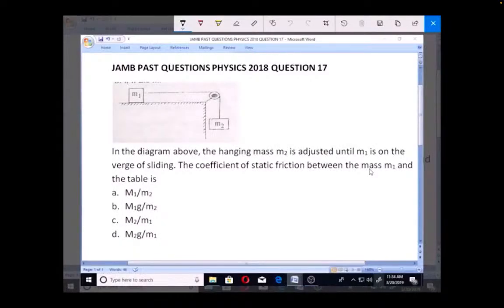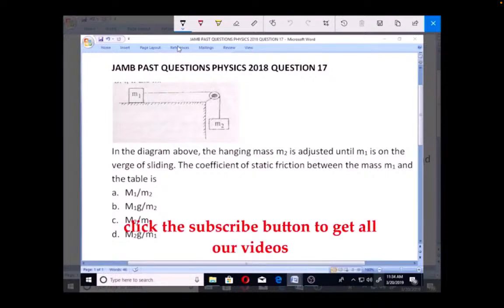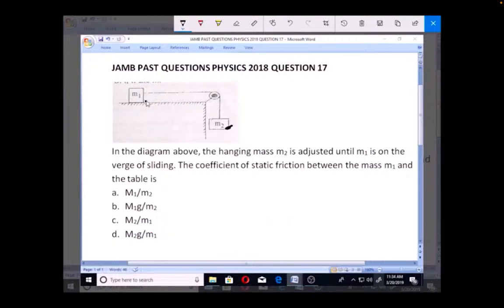Let's look at this JAMB past question. Question number 17 for Physics 2018. In the diagram above, the hanging mass M2 is adjusted until M1 is on the verge of sliding. The coefficient of static friction between the mass M1 and the table is: A, M1 over M2; B, M1g over M2; C, M2 over M1; D, M2g over M1.